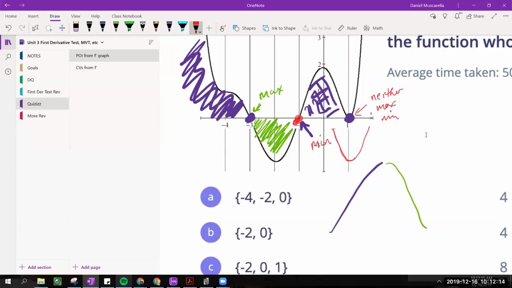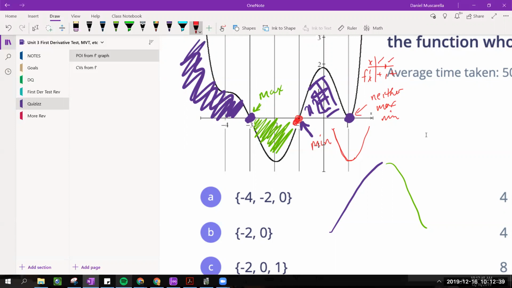It's like you did your sign chart: here's x, here's f prime of x. At 1, you're above the x-axis on both sides of it. So you'd be increasing and increasing, so there's no change in the slope at all. So at x equals 1, you wouldn't have a max or a min. Okay, got it. Does that make sense?